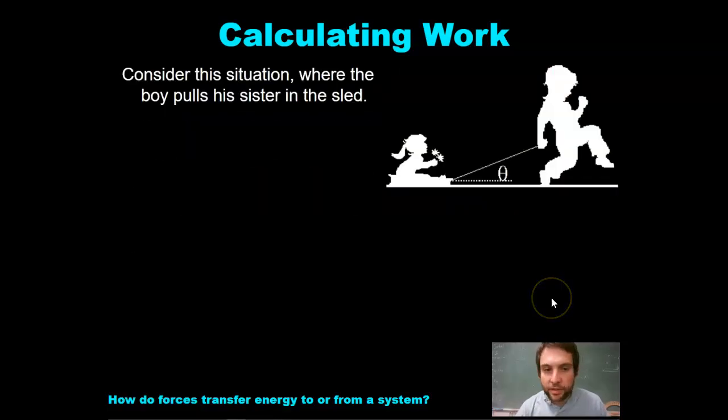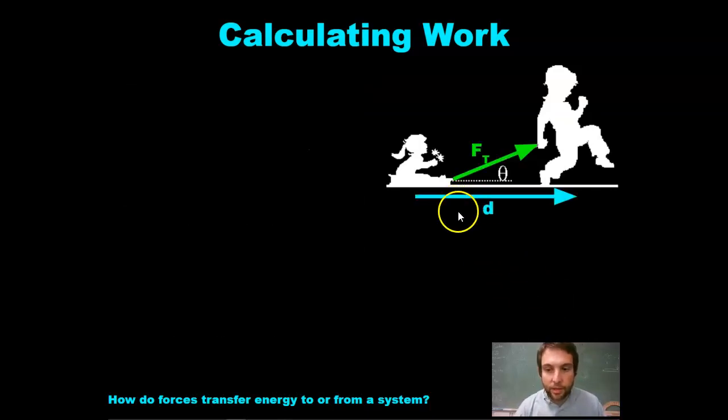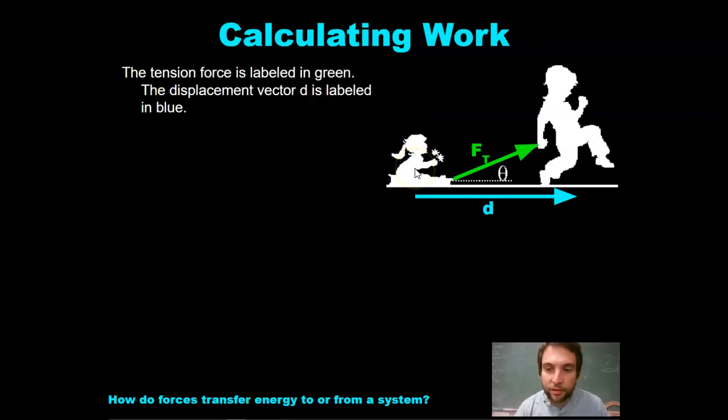All right, so considering this situation where the boy pulls his sister in the sled, right now we will only consider the tension force acting on the sled because the ups and the downs cancel out. Okay. So we have the tension force, which is at an angle. It's neither parallel nor perpendicular to our acceleration.